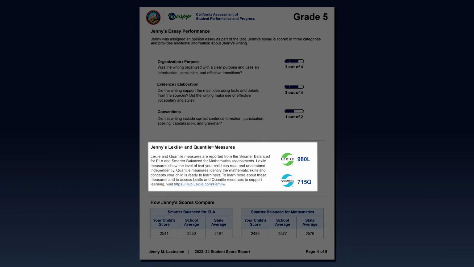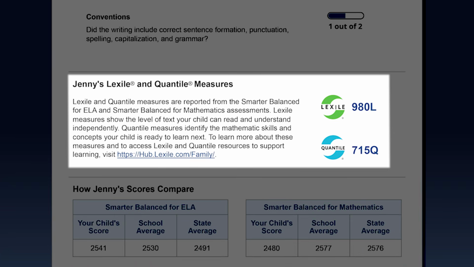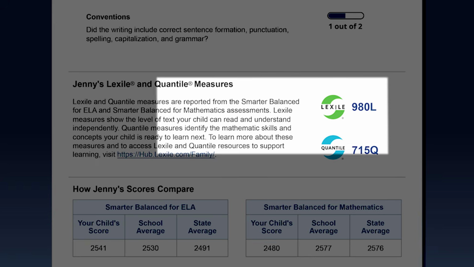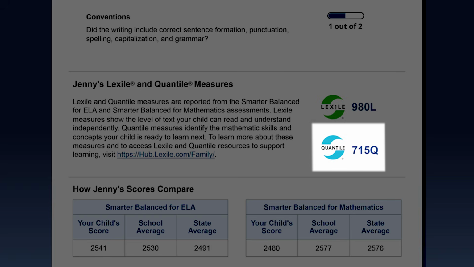The next section provides an explanation of Lexile and quantile measures. These measures can help parents, guardians, and educators find instructional resources appropriate to each student's Lexile or quantile level. Jenny's score report indicates she earned a 980L Lexile measure and a 715Q quantile measure.